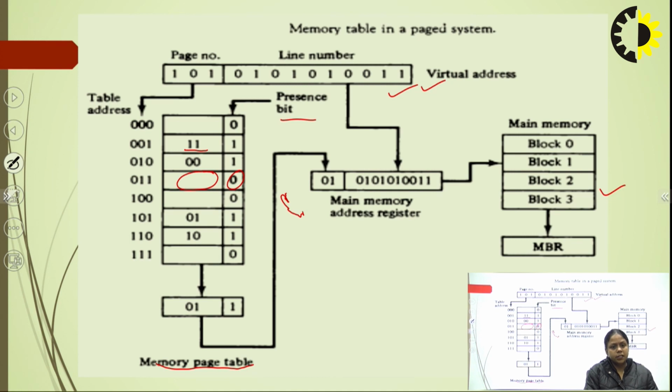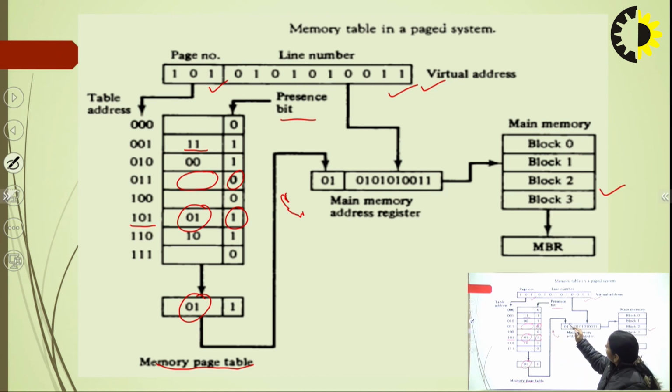When the page is transferred into a block, the block number will be inserted here and the present bit will be 1. So, we can see here, the page number is 101. In this example, 101 is stored in block 01 and the present bit is 1. It means this is already transferred into the main memory. So, we can see in block 01 where this page is stored. From this memory page table we will find the block number 01, and this block number 01 will be taken to convert the virtual address into the physical address.